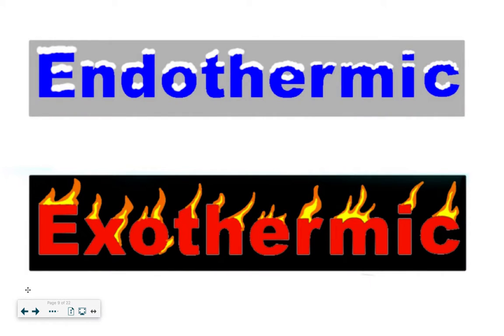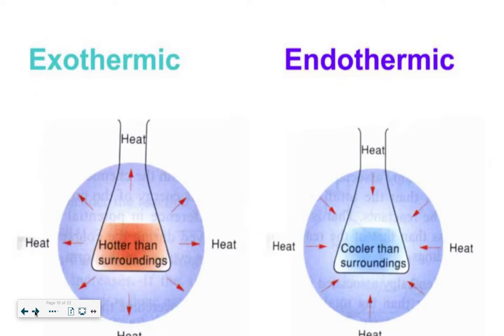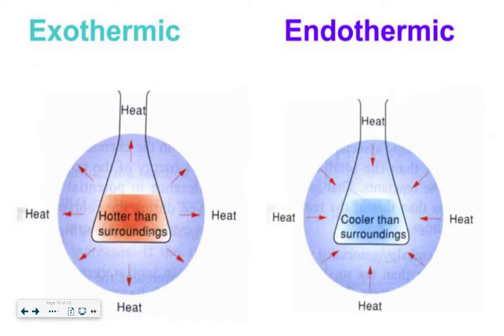There's two different kinds of chemical changes, endothermic and exothermic. Okay, you need to explain these in words. You can draw this, but you can also explain it in words, but you need to understand that exothermic reactions release heat to the surroundings, and endothermic reactions absorb heat from the surroundings.